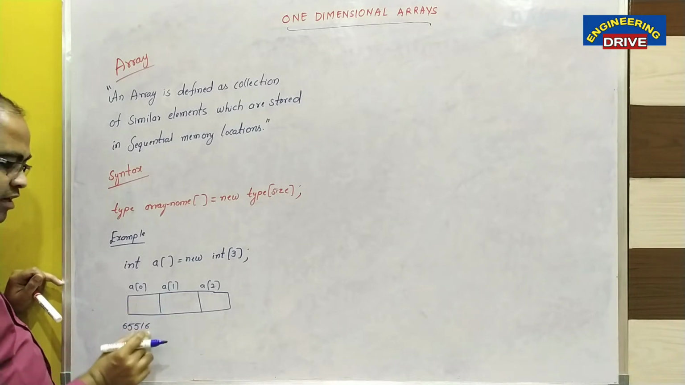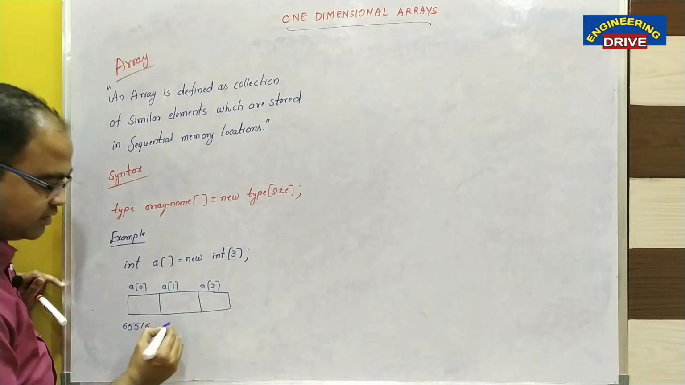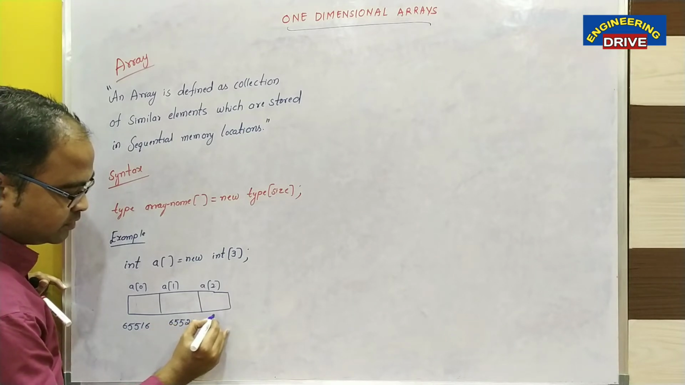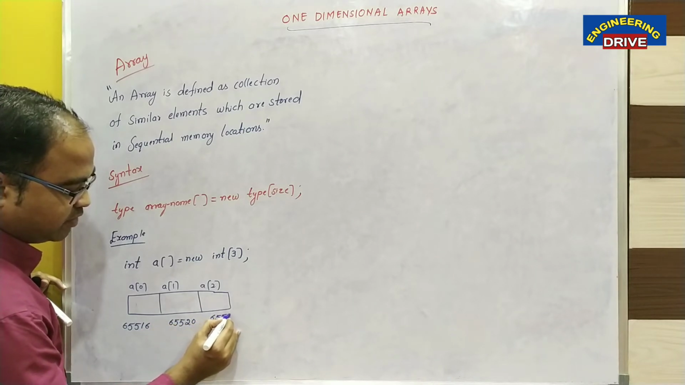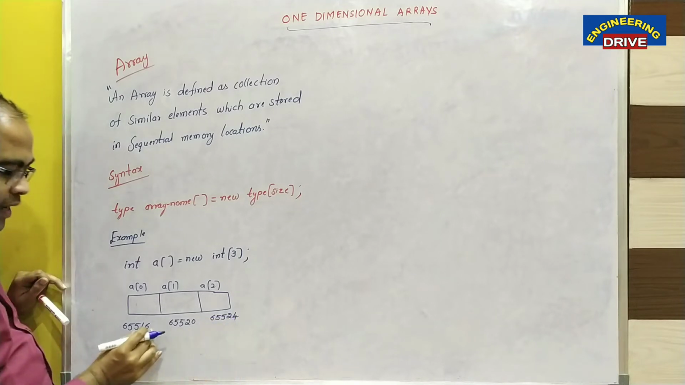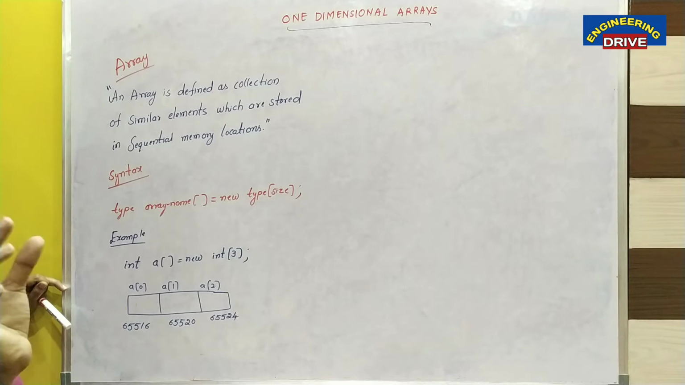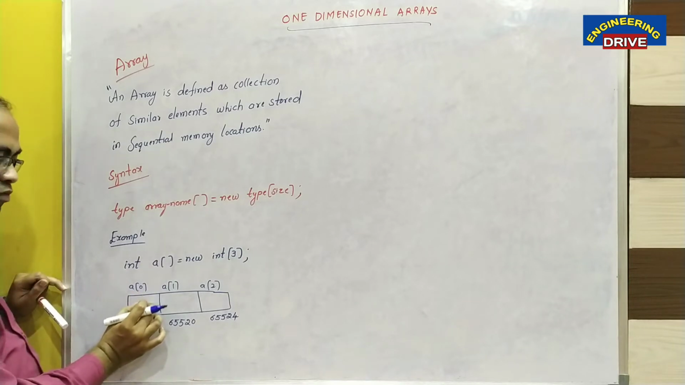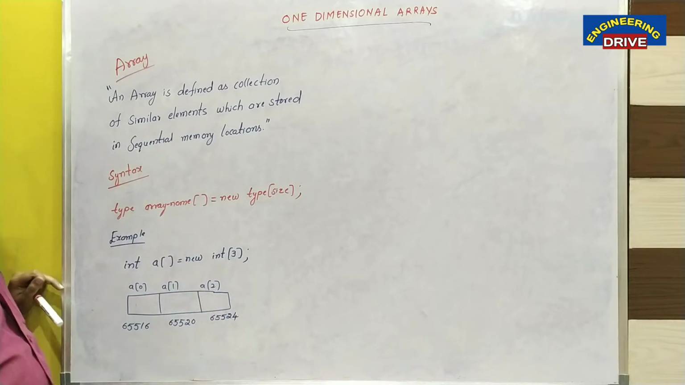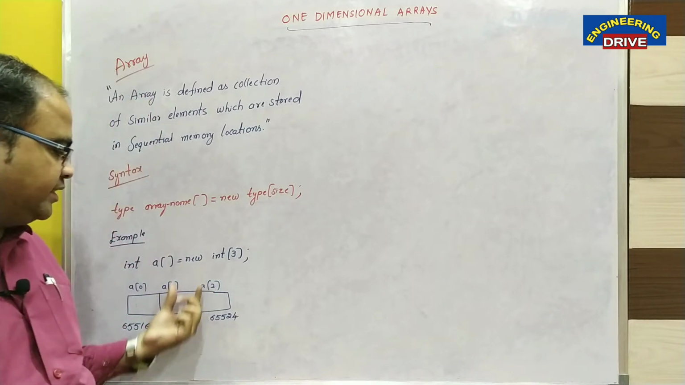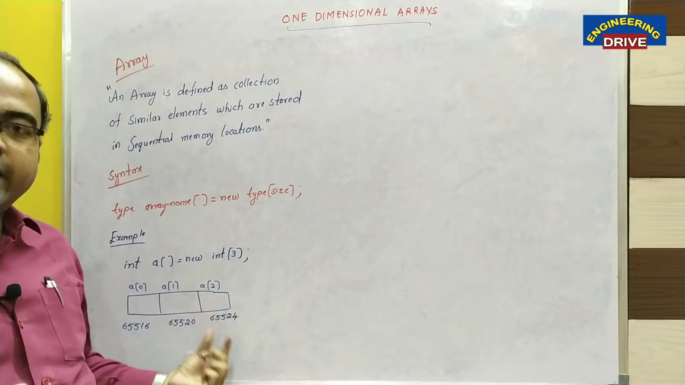So for the first cell the address is 65516, for the second cell the address will be 65520, and here the address will be 65524. Why is there a difference of 4 here? Because an int variable occupies 4 bytes of memory. a[0] 4 bytes, a[1] 4 bytes, a[2] 4 bytes. So the new keyword allocates space in the memory for our array.